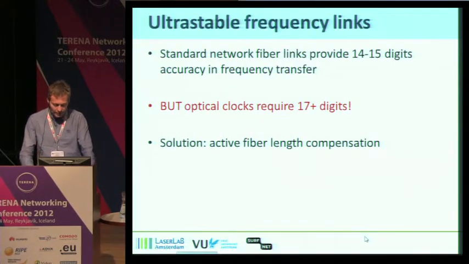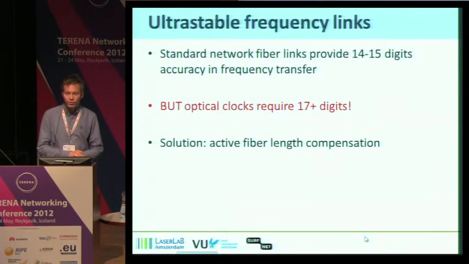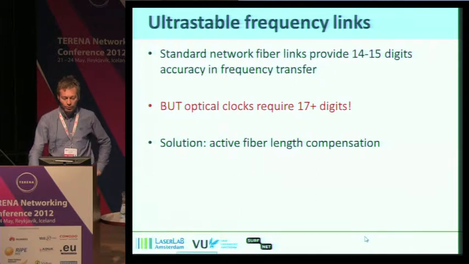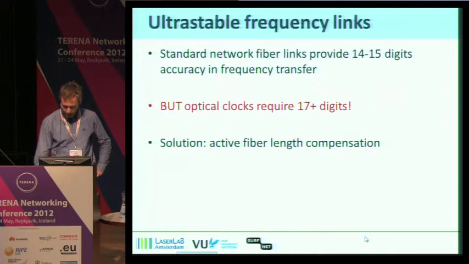Now, okay, so we have established that we can achieve 14 to 15 digits of accuracy through optical fiber, but these optical clocks are still 2 orders of magnitude more accurate. We require 17 or more digits of accuracy. And there's a solution to that. That's called active fiber length compensation.